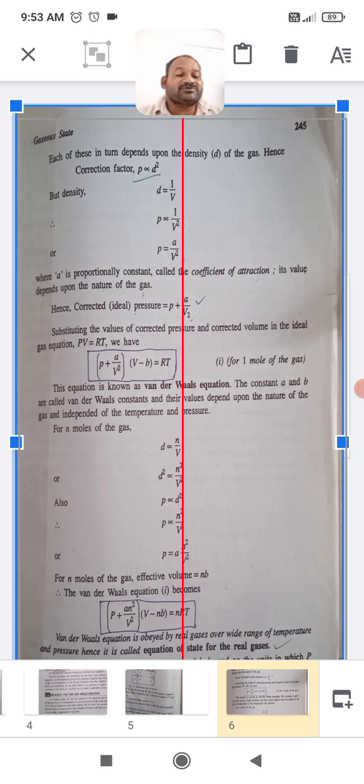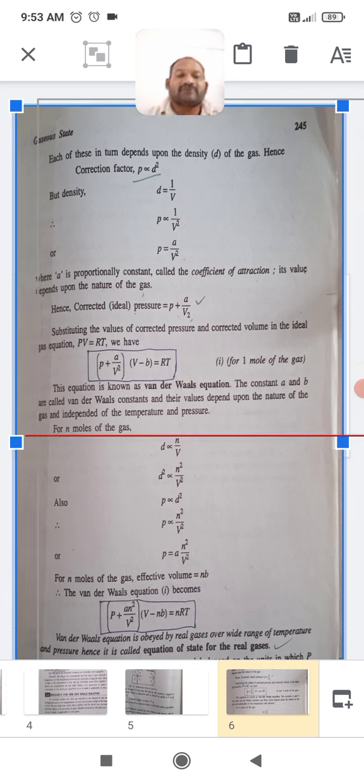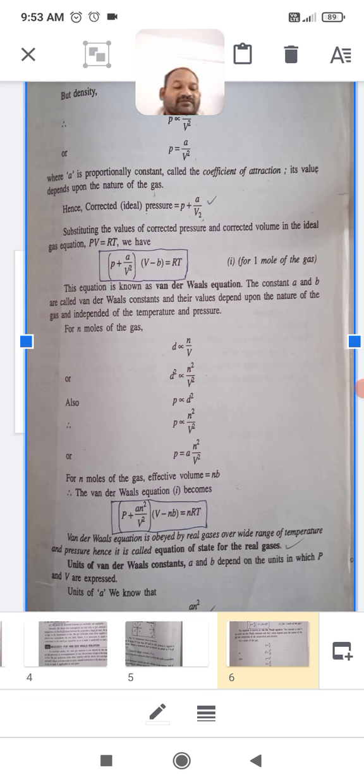d is directly proportional to n by V, d square is directly proportional to n square by V square, p is directly proportional to d square, p is directly proportional to n square by V square, then p is equal to a n square by V square. For n moles of the gas with effective volume nb, the van der Waals equation becomes P plus a n square by V square, into V minus nb, is equal to nRT.